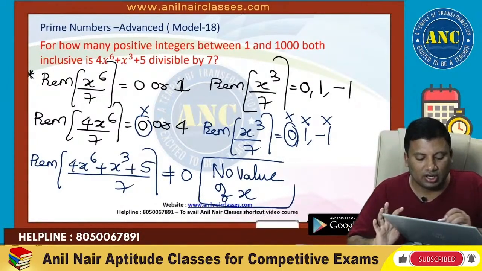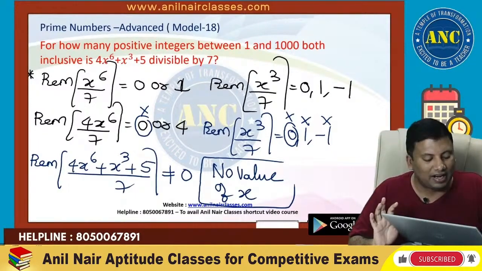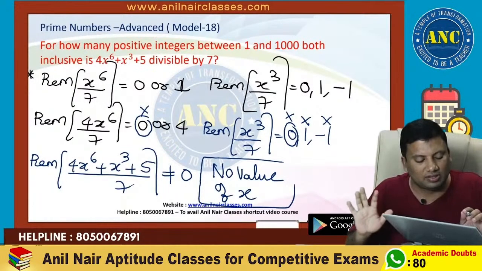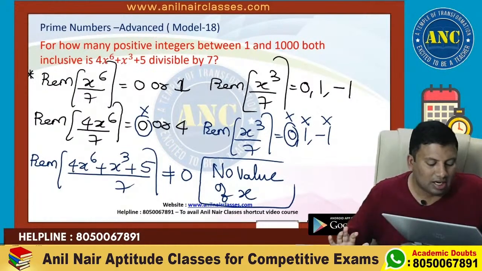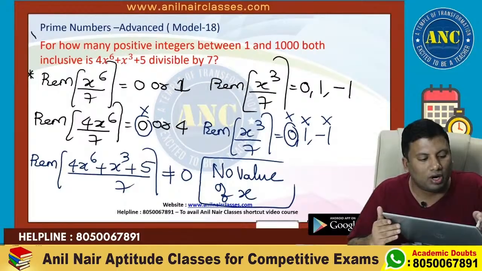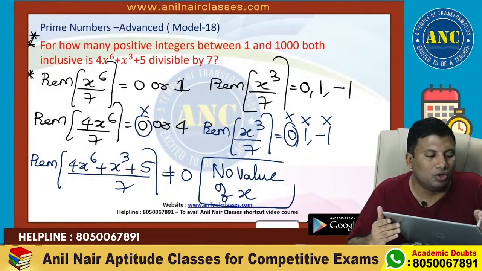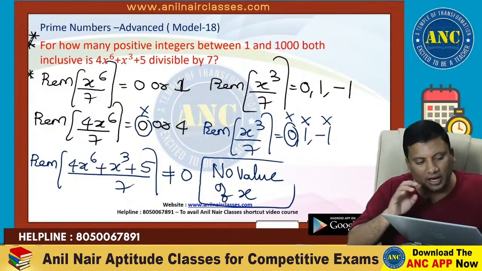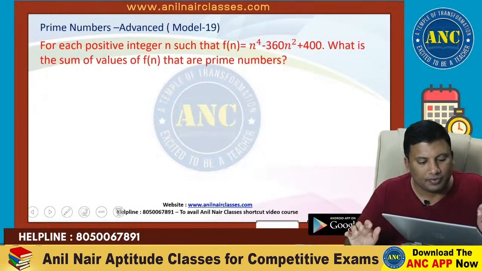Just I added 0 plus 0 plus 5, 5. 5 divided by 7, remainder not 0. 1 plus 5, 6, not divisible. None of them is giving you remainder 0. Good question. Model number 18. You don't need to refer to any textbook other than my course. The most comprehensive content. Next one.